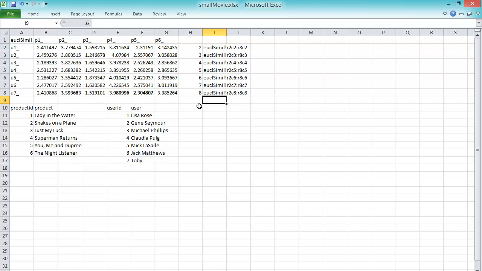Now, let's look at the final results. Toby has seen these 3 movies. I just wrote it down from the initial data. So his suggestions are these: 3.38, 1.51, 2.4. So naturally, the highest priority suggestion for what he should watch next is going to be the Night Listener. And here we are. We're done with our ratings for Toby.